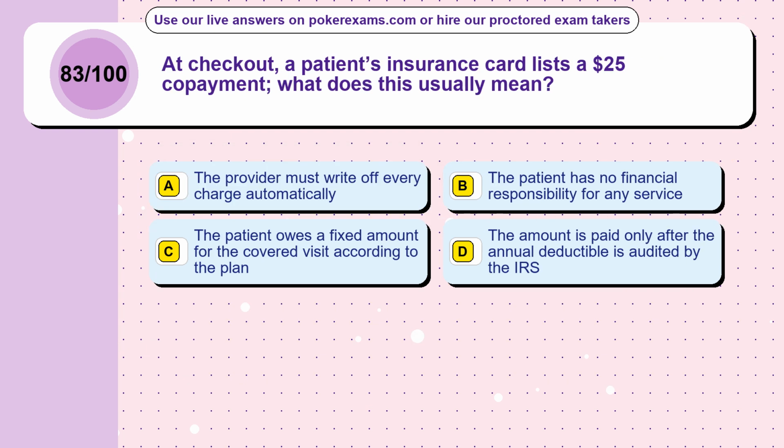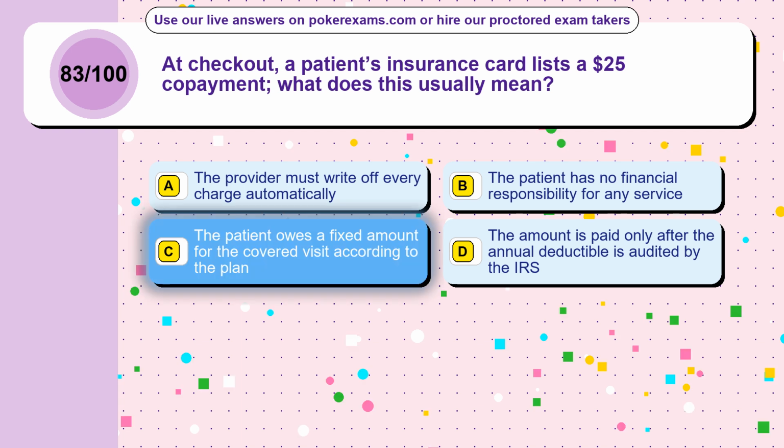Question 83. At checkout, a patient's insurance card lists a $25 copayment. What does this usually mean? Option A. The provider must write off every charge automatically. Option B. The patient has no financial responsibility for any service. Option C. The patient owes a fixed amount for the covered visit according to the plan. Option D. The amount is paid only after the annual deductible is audited by the IRS.